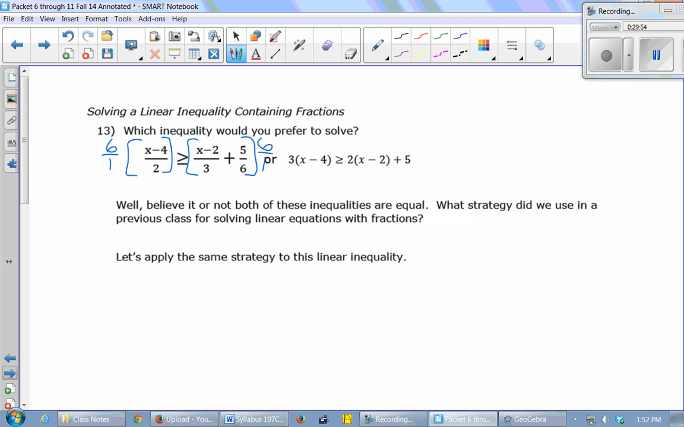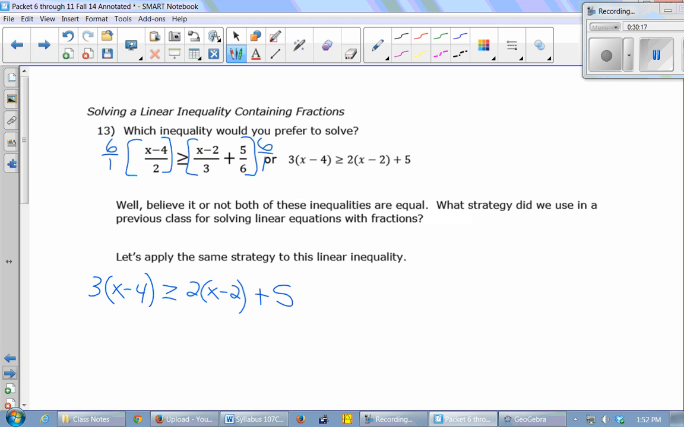6 over 2, what does that reduce to? 3. So this is going to be 3 times x minus 4, greater than or equal to. What is 6 over 3 reduced to? 2. So I'm going to have 2 times x minus 2. And then what's 6 over 6 reduced to? 1. So I just have the 5 left in the numerator. 6's cancel.